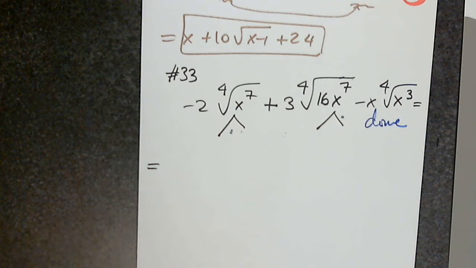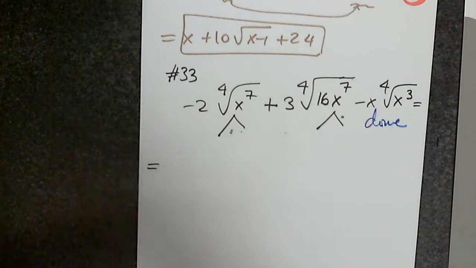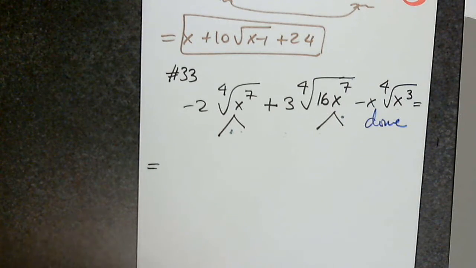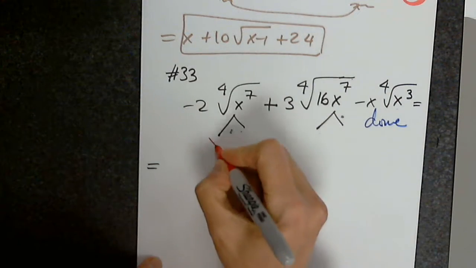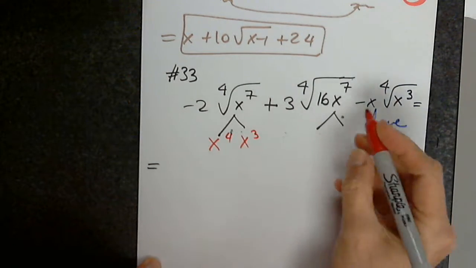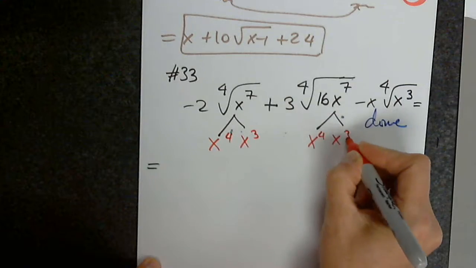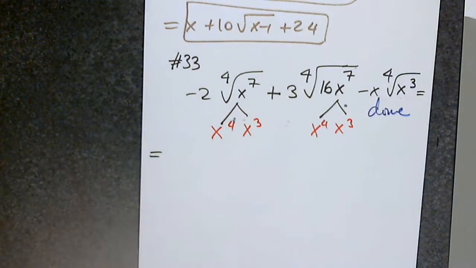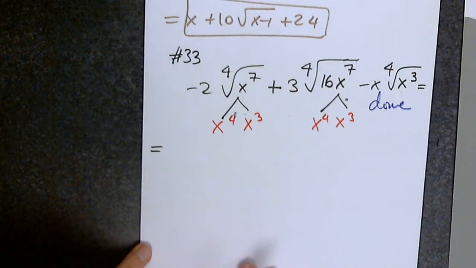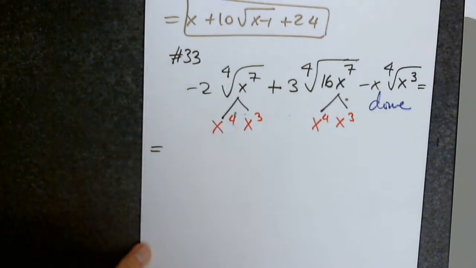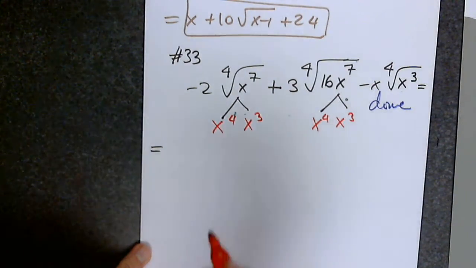What will you say about x to the 7th under the 4th root? Excellent. X to the 4th, x to the 3rd, the same thing. They are both the same. Very good. So now I have, you can write this step if you want to. If you feel more comfortable to write it, please do so.